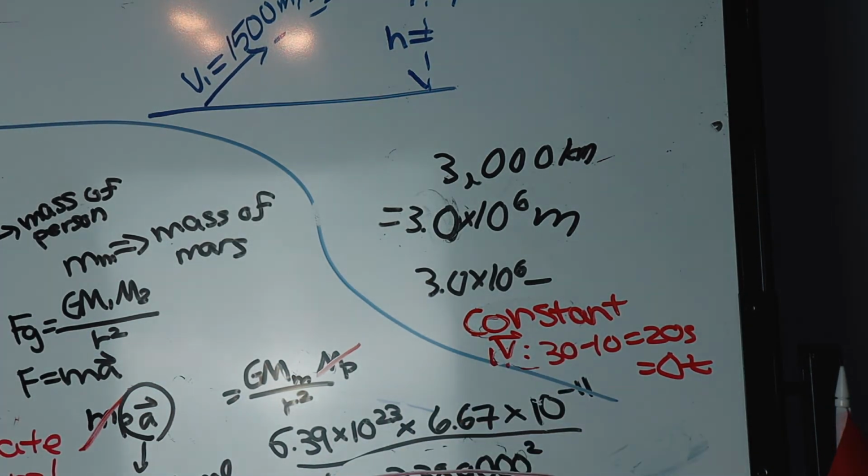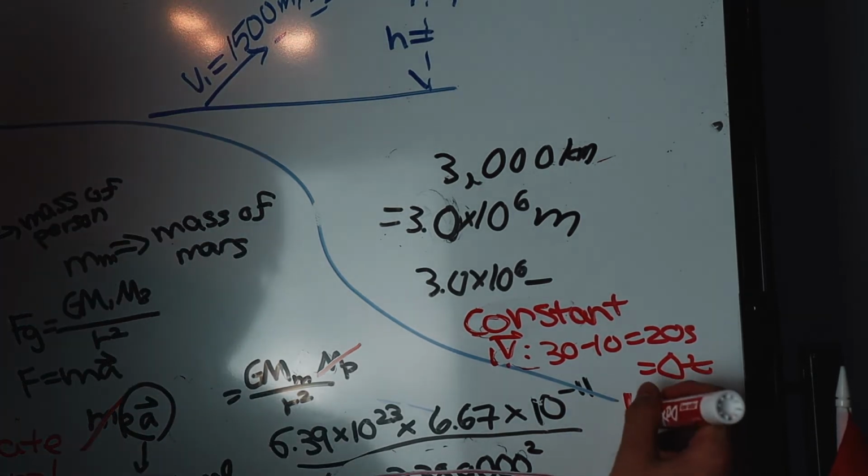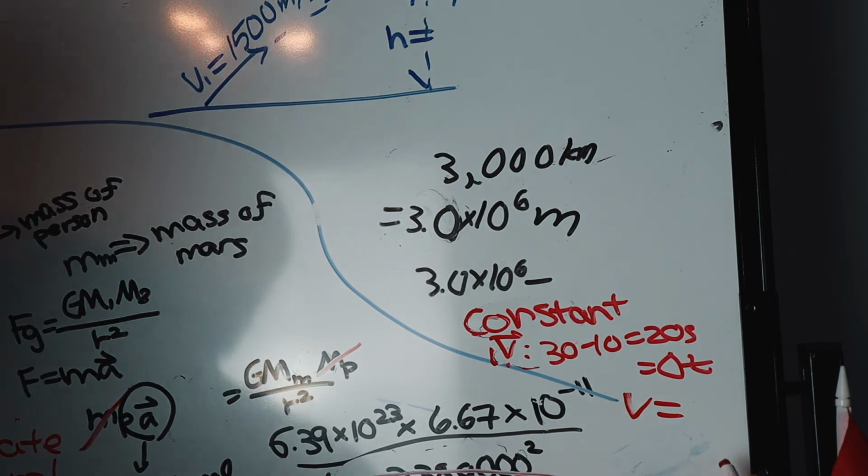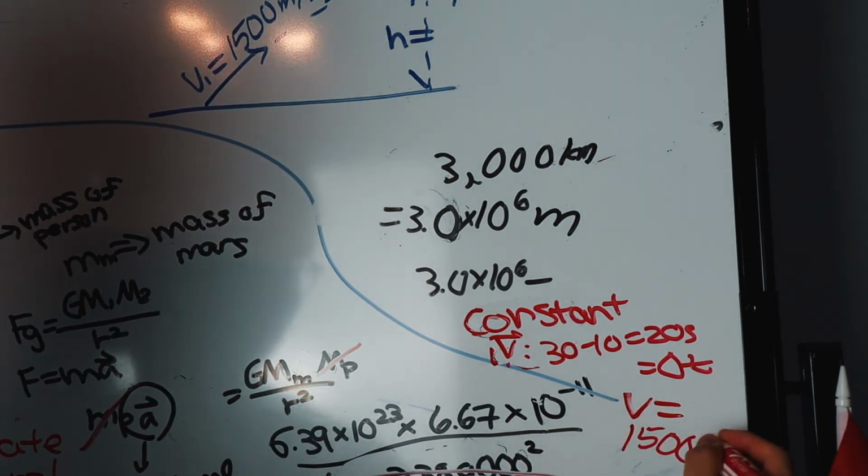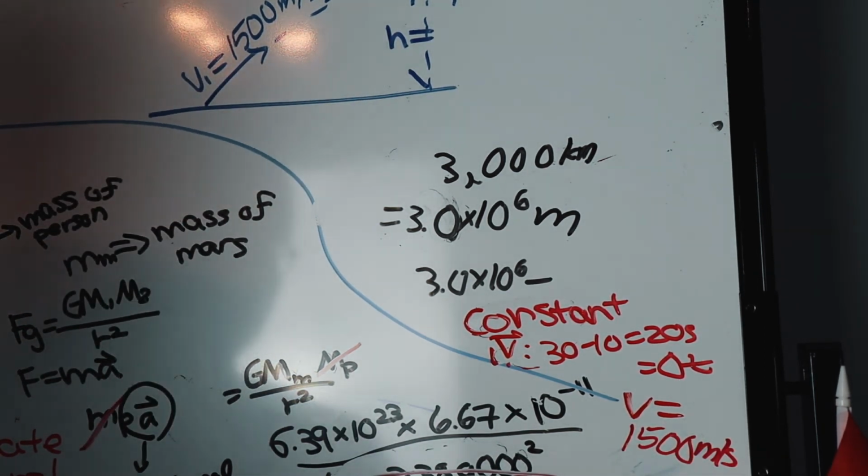So yeah, we're just going to get the displacement that the rocket covered while it is in constant velocity. Delta t equals 20 seconds, and we don't need any special formula. V equals 1500 meters per second, and we just have to multiply.